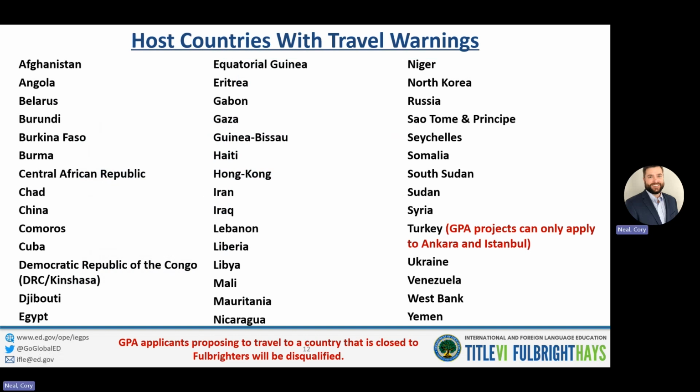Okay, these are the countries that we currently have a travel warning. We highly encourage that you check the State Department's website for alerts and warnings, as GPA applicants proposing to travel to a country that is closed to Fulbright-Hays programs will be disqualified. Again, the countries on this slide are the current countries that are closed to Fulbrighters. However, this list does change from time to time.